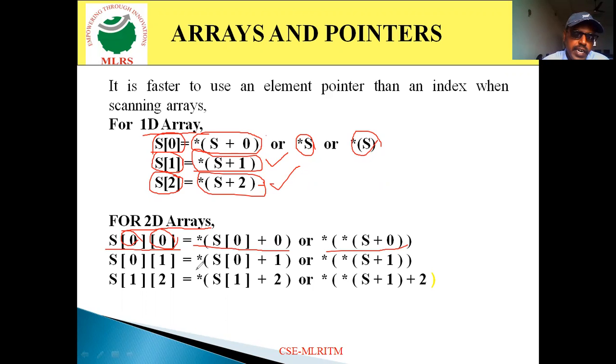If you want to access the second element in the two-dimensional array, we use a statement like *(*(s plus 0) plus 1) or *(*s plus 1), which is used to access the second element. Then come to the next one. *(*(s plus 1) plus 2) to access the second row, third column value. Likewise, you can access the values of either one-dimensional or two-dimensional arrays by means of pointers also, which is used to access the values efficiently and fast.